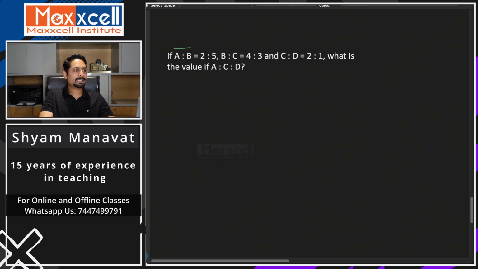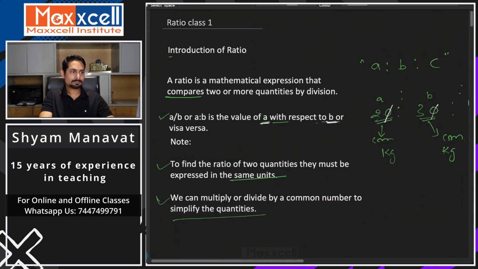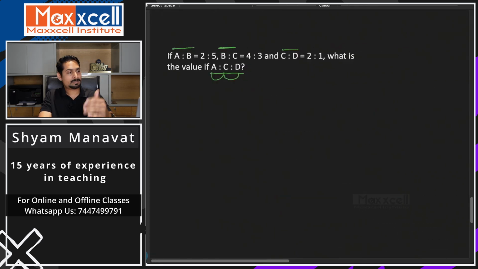Now here I got AB, BC and CD. Okay, so there are 3 ratios and you totally got 4 variables, A, B, C, D. You need to compare A with C and then D. Okay, no problem. But can I compare A with C directly? Here I have A compared with B and then B compared with C. Ratio means what? Comparison. We have discussed this in lecture number 1. I hope you don't mind if I give the reference of lecture number 1.